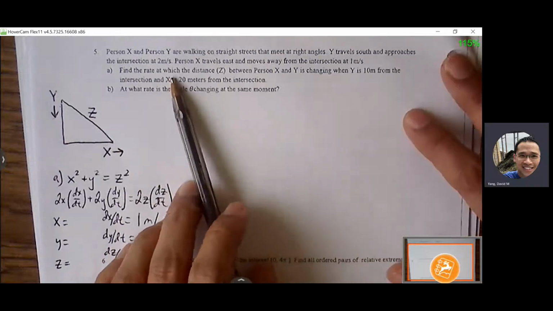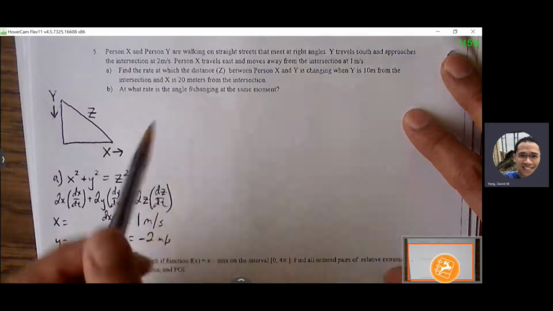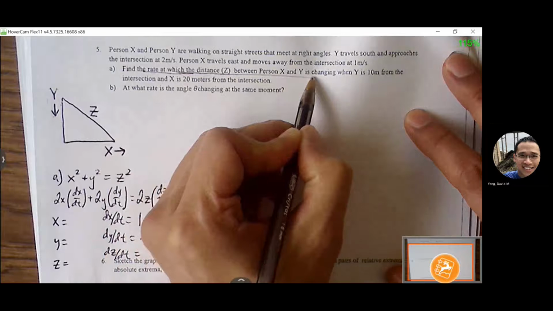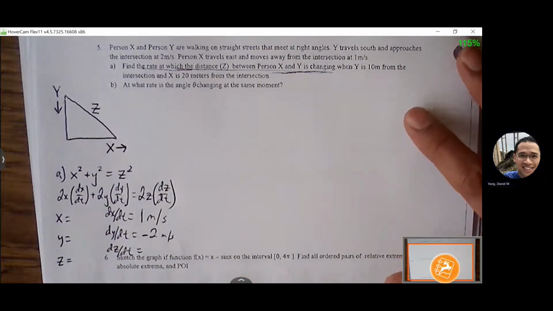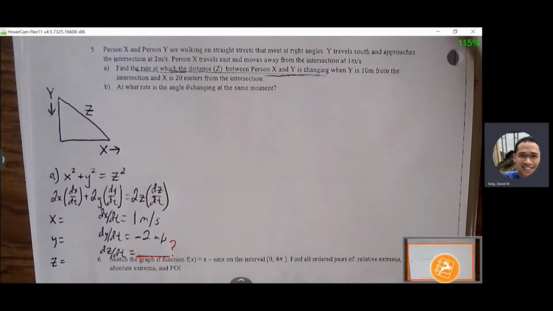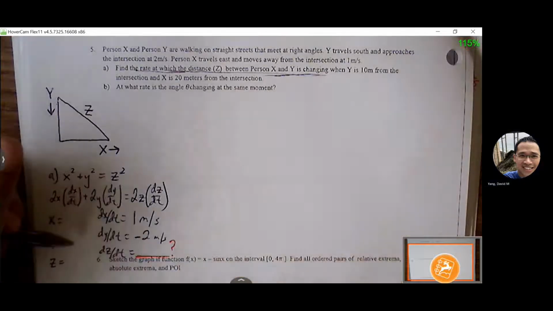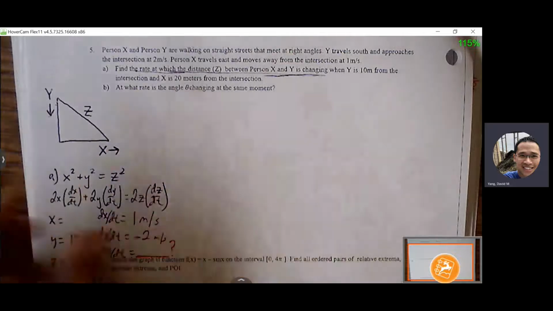Okay, part A, let's continue reading here. Find the rate at which distance X is changing. Sorry, distance Z is changing. What are we looking for here? Yeah, so that's our goal for part A. We're trying to find dz dt. Okay, when Y is 10 meters from the intersection, and X is 20 meters.